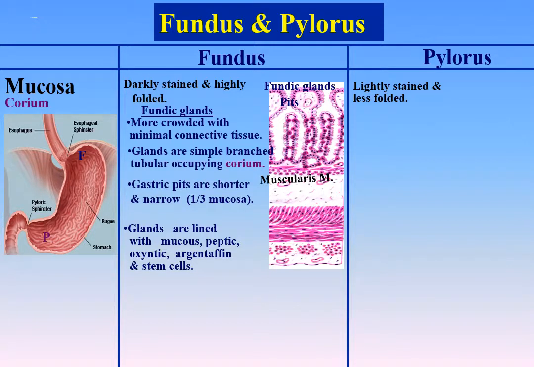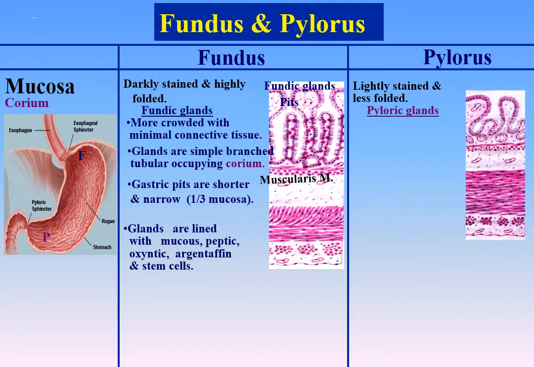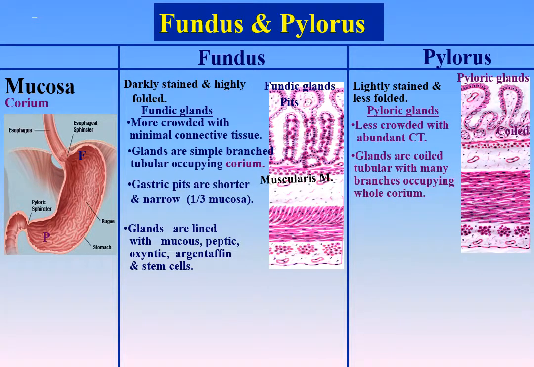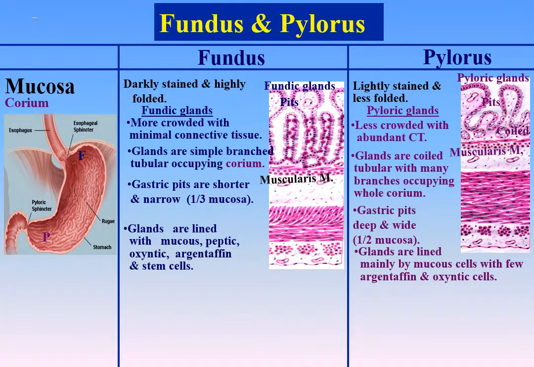Corium of the pylorus contains pyloric glands. The pyloric glands are less crowded with abundant connective tissue in between. Glands are coiled tubular with many branches, occupying the whole thickness of the mucosa till muscularis mucosa. Their gastric pits are deep and wide, about 1/2 of the mucosa. The glands are lined mainly by mucous cells with few argentaffin and oxyntic cells.